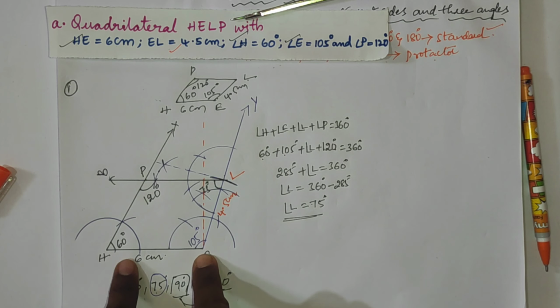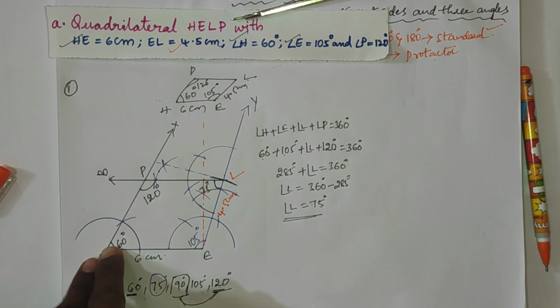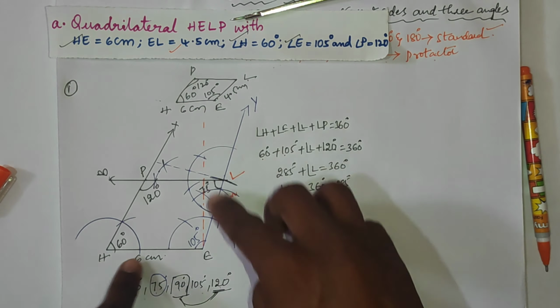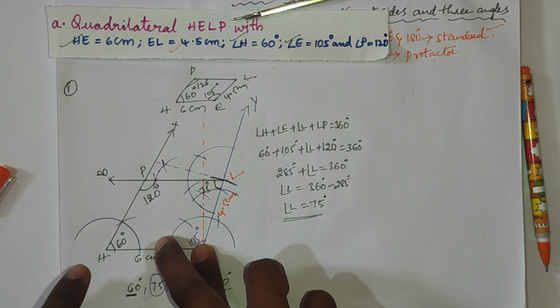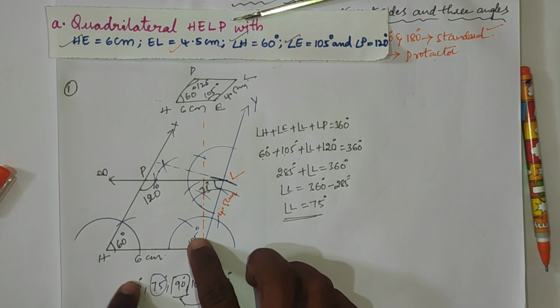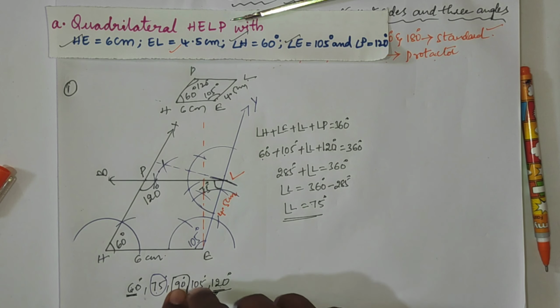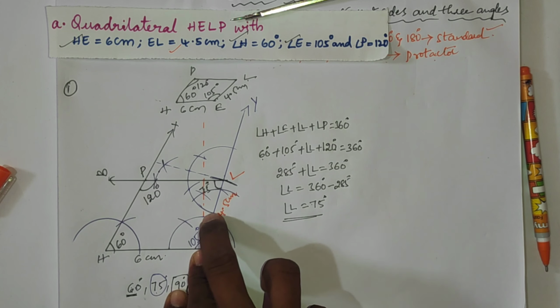6 centimeters. Then we constructed 60 degrees here. Angle H is equal to 60. So drawing an arc, cut that arc, you will get the 60 degrees. Then we constructed 105. To get 105 and 75, first we had to construct 60 and 120. Then you had to construct 90. Between 90 and 120, 105 will lie. So you had to construct a bisector, then you will get it.